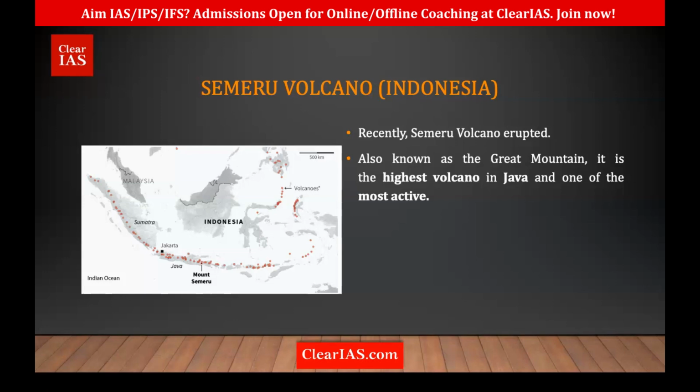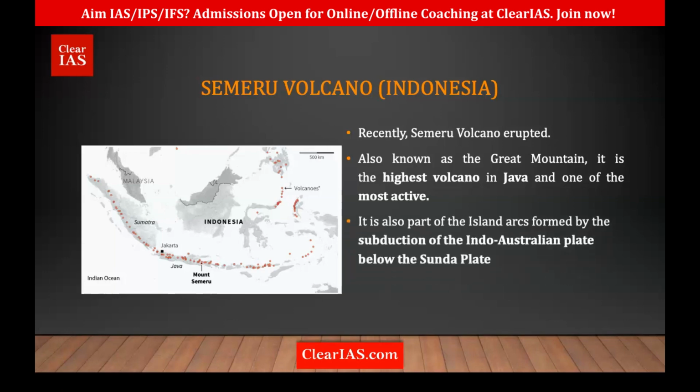So Semeru volcano recently erupted, and this is also known as Great Mountain. It is the highest volcano in Java, and the most active. So there are so many active volcanoes. When we speak of Pacific Ring of Fire, there are so many spots around Pacific which are regions of high volcanic eruptions. One among that is Indonesia. So we have something like Krakatoa, etc. in Indonesia. So yes, Mount Semeru is a recently erupted volcano.